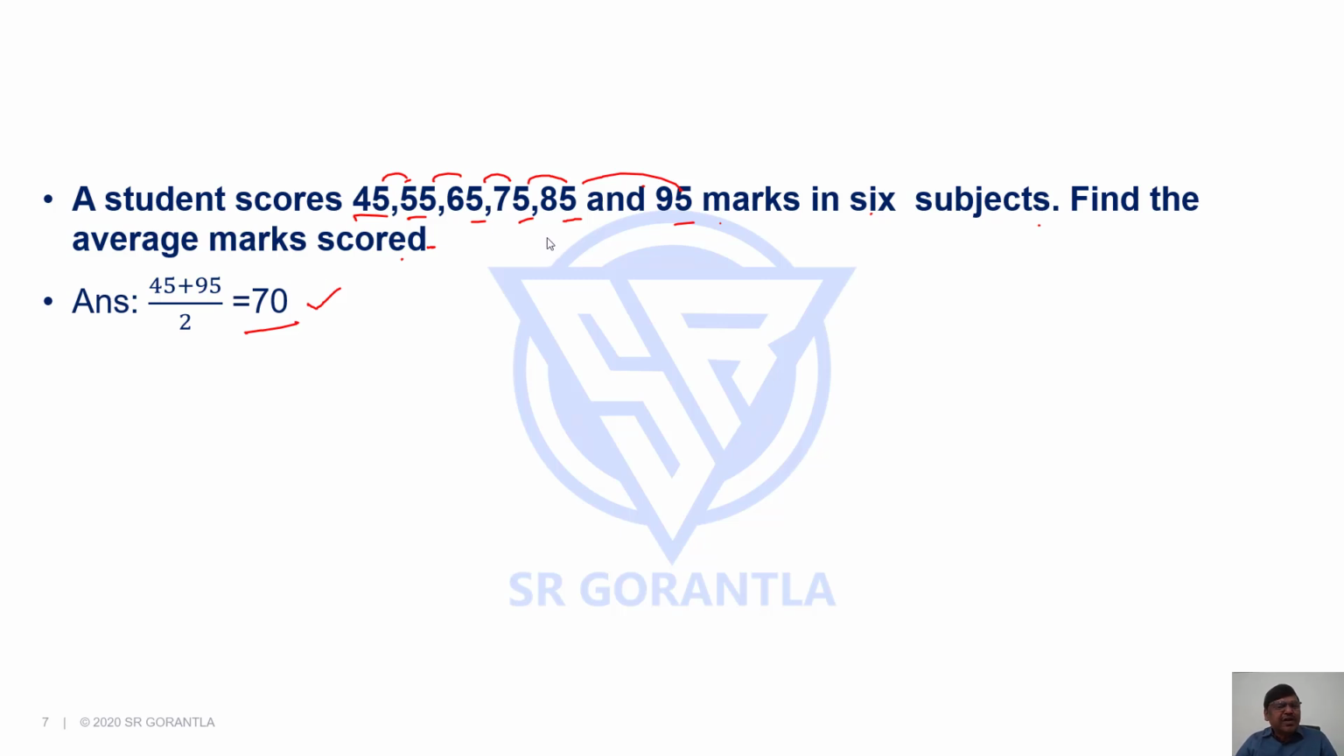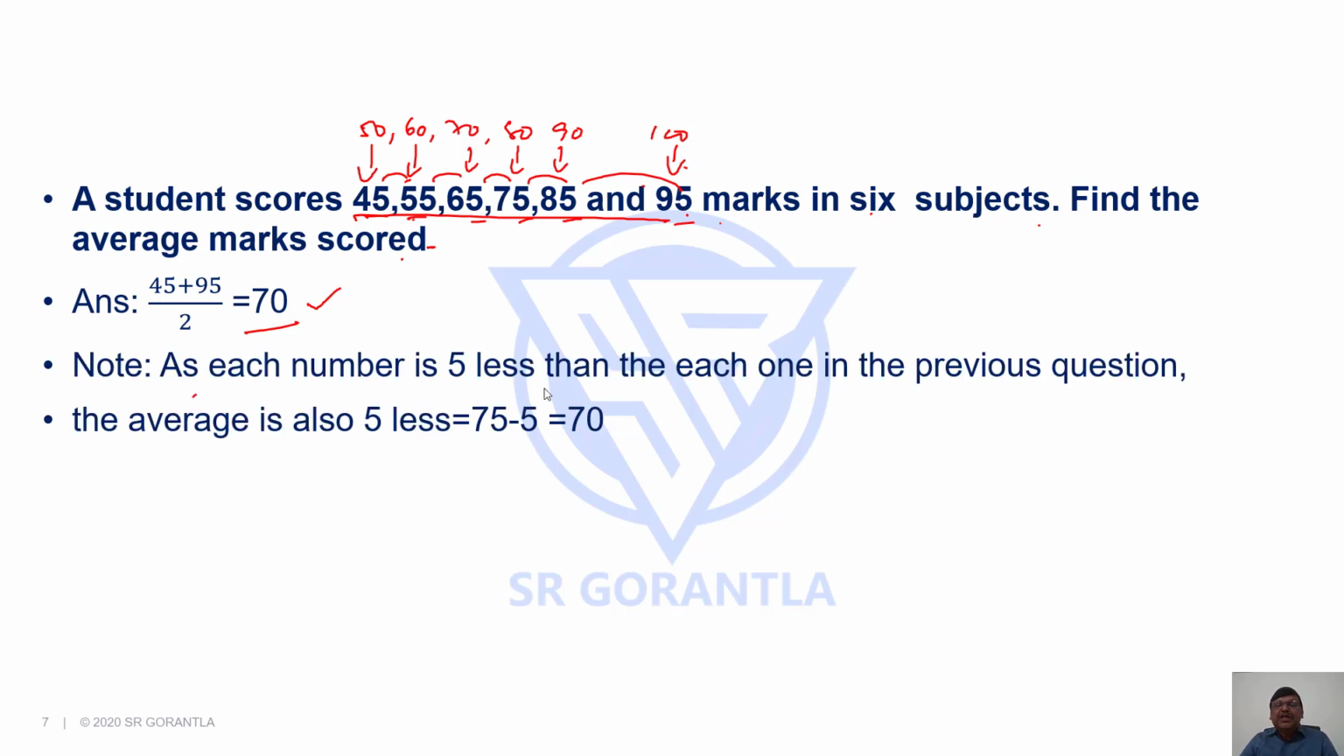Why I have given you this one more example is, if you observe this question with respect to the previous question, I have 50, 60, 70, 80, 90, 100. If you observe, friends, each number is 5 less, or not? Each number is 5 less, which means I can say the average is 5 less. As each number is 5 less than each one in the previous question, the average is also 5 less. So the average is going to be 75 minus 5, 70. Right? So this is where let me give you a few important points.